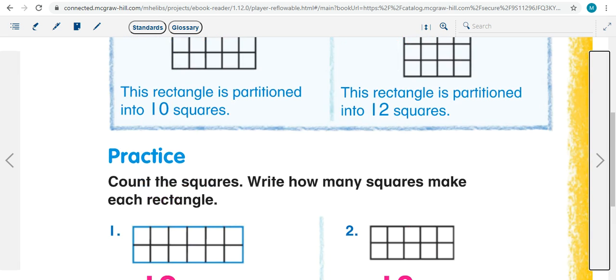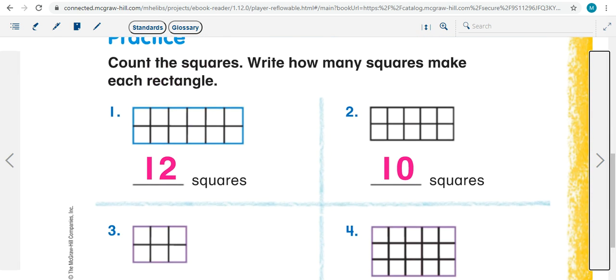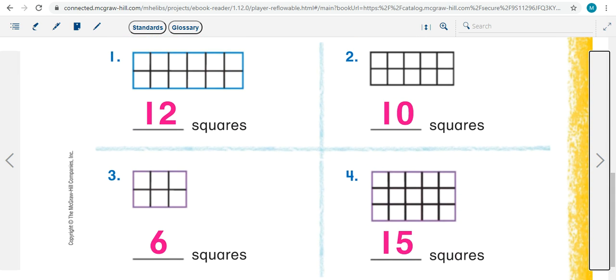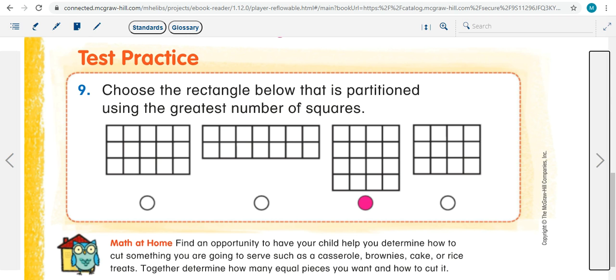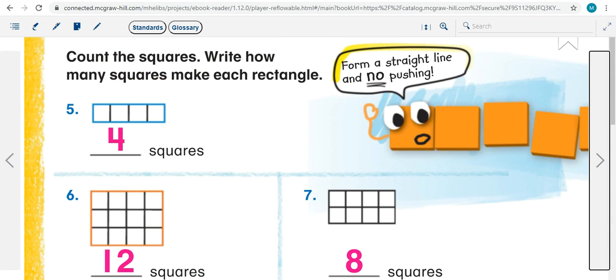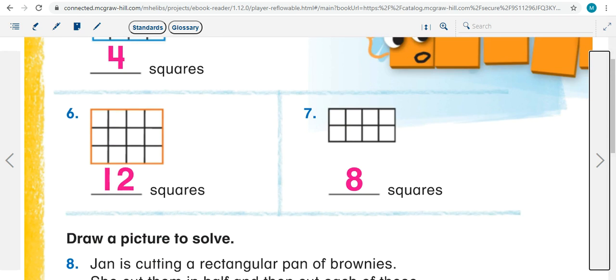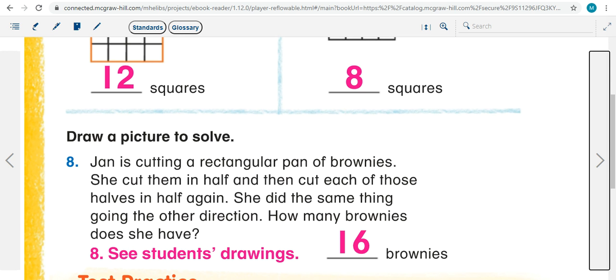Okay. Now, my homework is very easy. You need to only count the squares and write how many. Number 1 has 12. You count them. Number 2 has 10, number 3 has 6, and number 4 has 15. Number 5, you need to count the squares, write how many in each rectangle. Number 5 has 4, number 6 has 12, number 7 has 8.